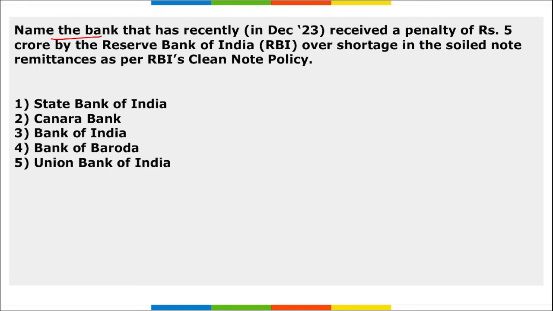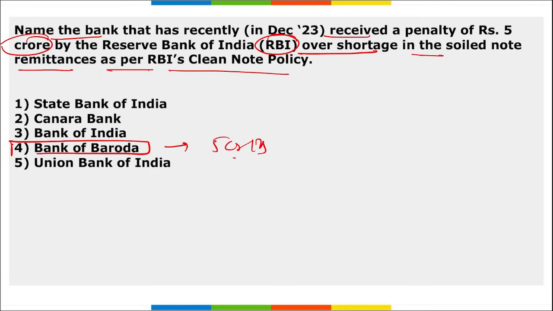Next, name the bank that recently received a penalty of 5 crore rupees by RBI over shortage in the soiled notes remittances as per the RBI's clean note policy. This is your Bank of Baroda. They have received a penalty of 5 crore rupees by RBI over the shortage in the soiled notes remittance as per the RBI's clean note policy. Under this policy, the damaged, counterfeit or soiled notes are removed from circulation by banks and financial institutions, and new notes are provided into the market.